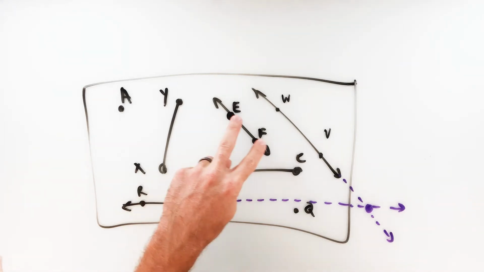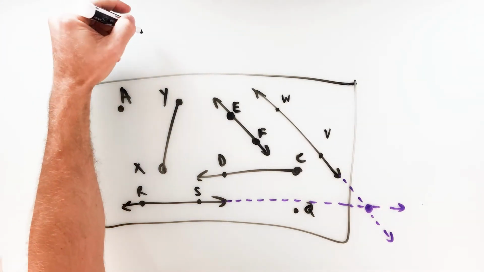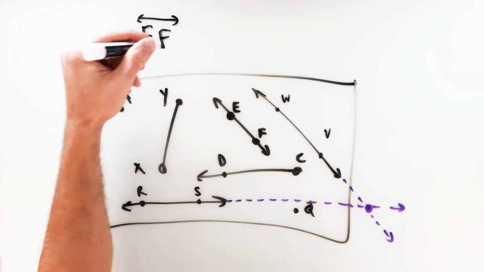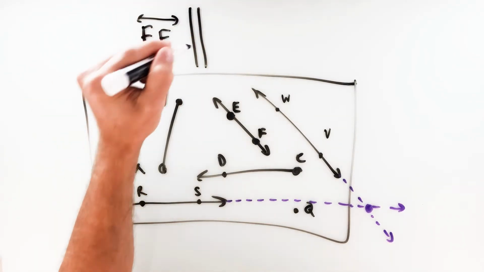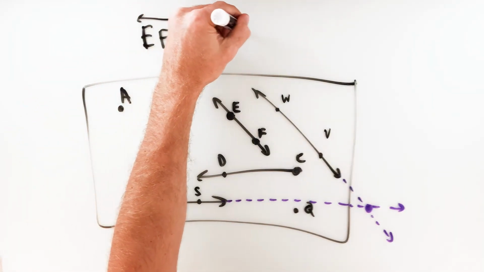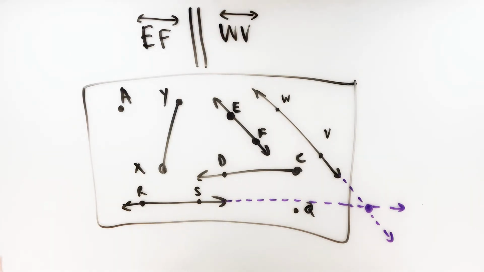So if I've got two lines EF and WV, and they are parallel to one another, we can write that as line EF, and this is the symbol for parallel. It's two parallel lines straight up and down. Line EF is parallel to line WV. That's the notation that we use.